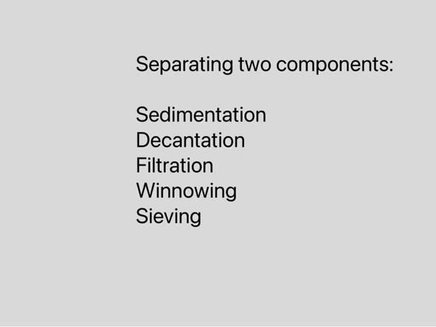For separating two components, we can use sedimentation, decantation, filtration, winnowing, and sieving. Sedimentation is a natural or engineered process in which solid particles in a liquid or gas settle to the bottom of a container due to gravity. So first, sedimentation in a liquid. When a mixture of liquid and solid particles is left undisturbed, the solid particles, being denser, gradually sink to the bottom of the container. This settling process is known as sedimentation.